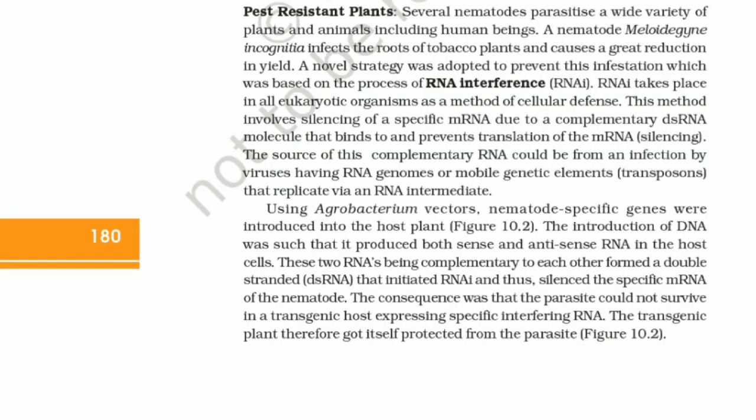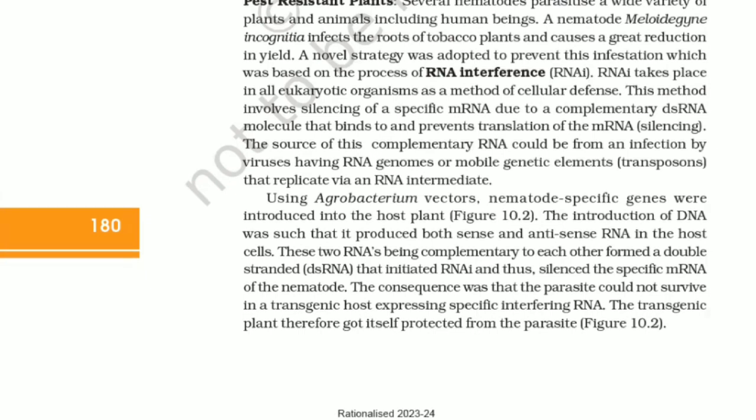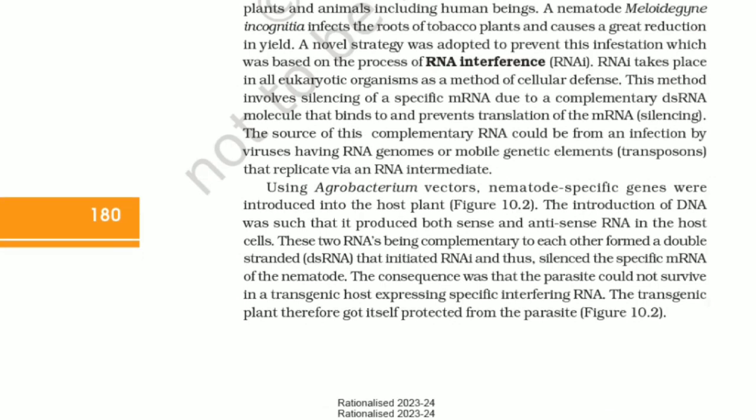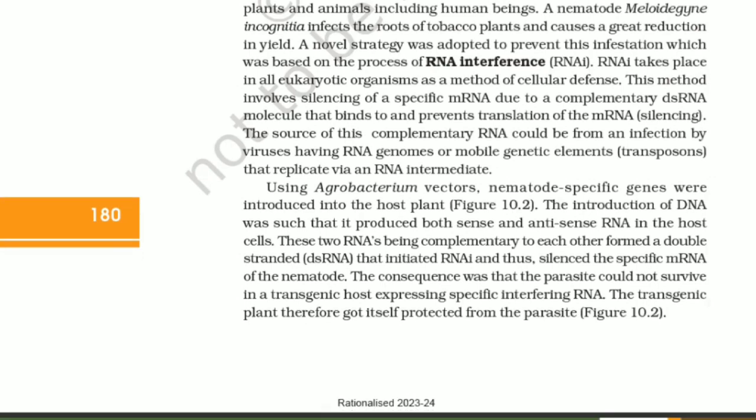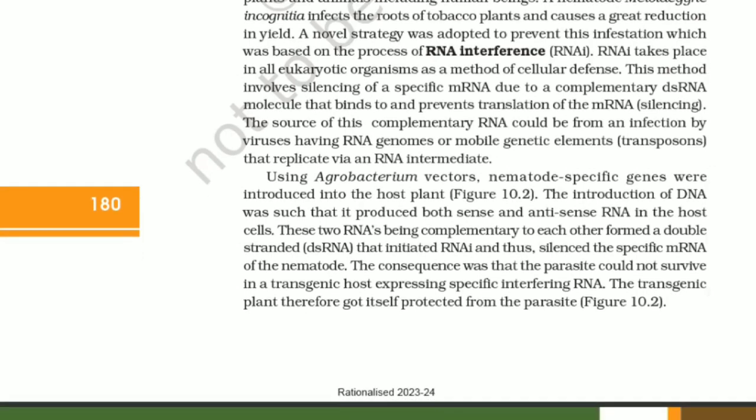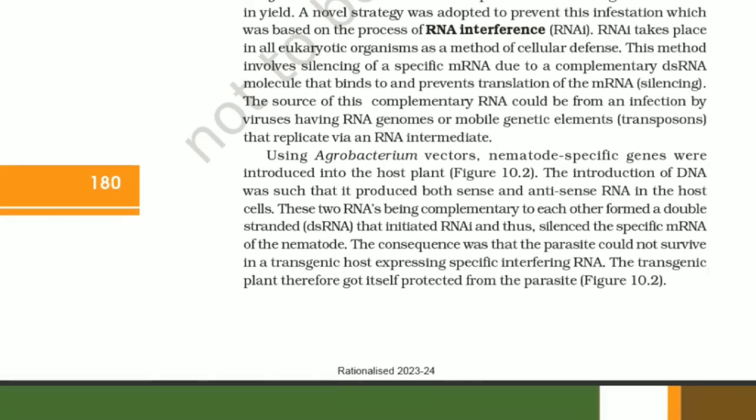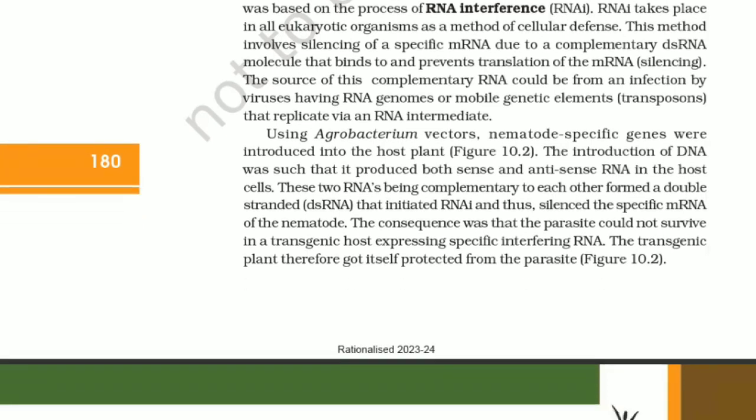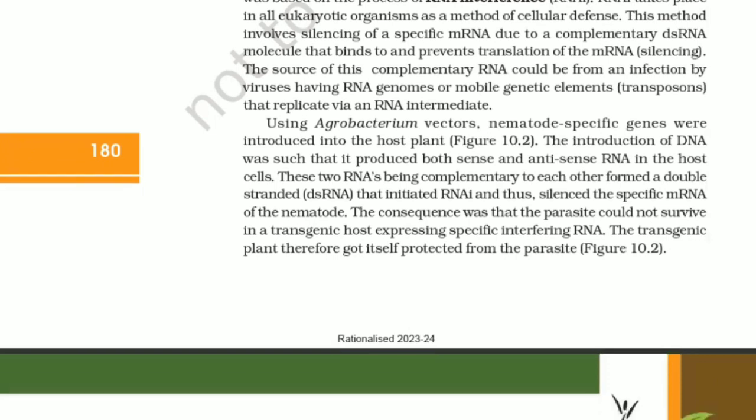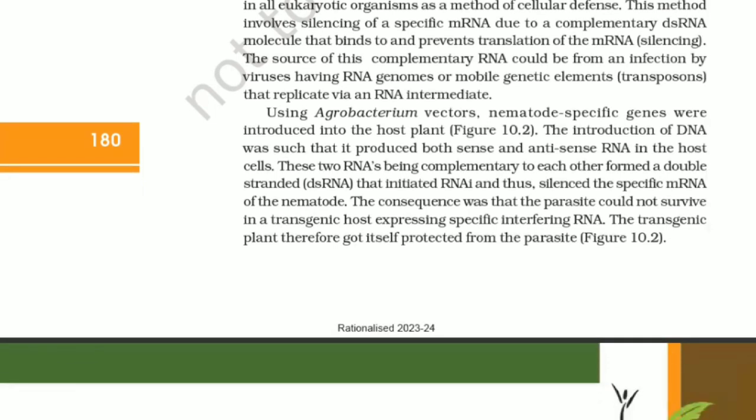Pest resistant plants. Several nematodes parasitize a wide variety of plants and animals, including human beings. A nematode, Meloidogyne incognita, infects the roots of tobacco plants and causes a great reduction in yield. A novel strategy was adopted to prevent this infestation, which was based on the process of RNA interference. RNA interference takes place in all eukaryotic organisms as a method of cellular defense. This method involves silencing of a specific mRNA due to a complementary dsRNA molecule that binds to and prevents translation of the mRNA. That is silencing.